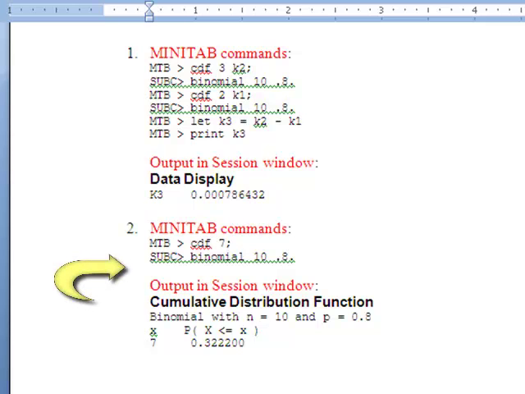For the probability of 7 or less, having no more than 7, this is the command I would use. I just do CDF of 7, binomial 10, 0.8.